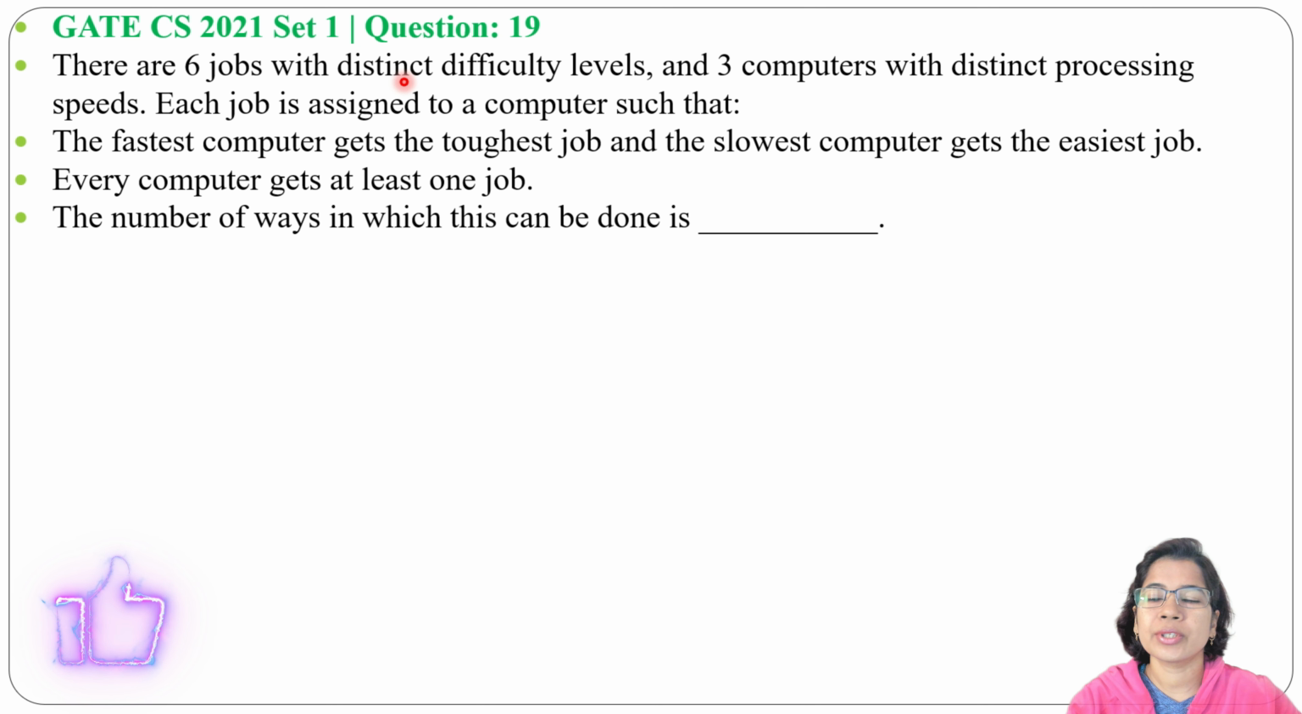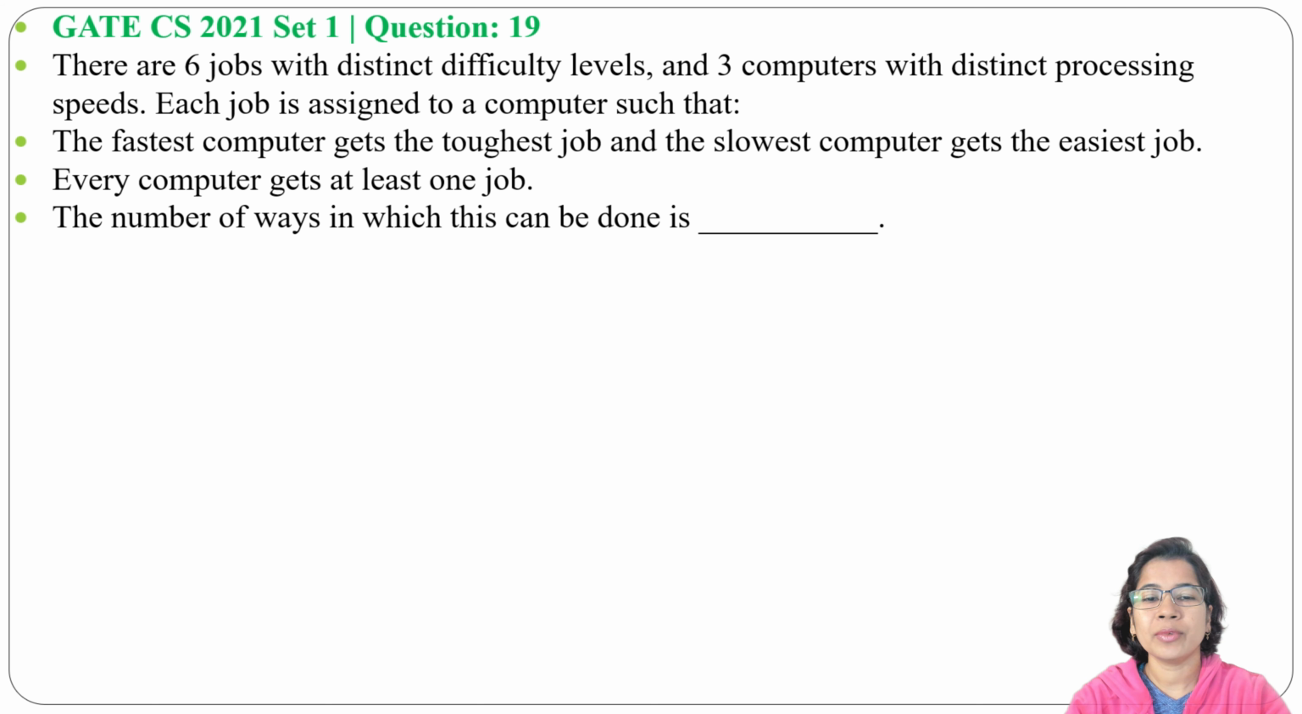Let's solve one previous question of combinatorics. This question was asked in GATE CS 2021 set 1, question number 19. There are 6 jobs with distinct difficulty levels and 3 computers with distinct processing speeds. Each job is assigned to computers such that the fastest computer gets the toughest job and the slowest computer gets the easiest job. Every computer gets at least one job. The number of ways in which this can be done is dash.